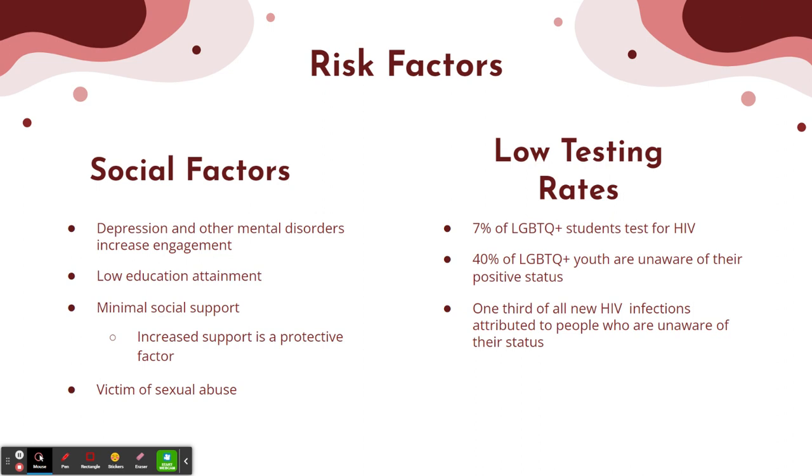So, low testing rates. They're just less likely to get tested for HIV than their heterosexual cisgender counterparts. Only 7% of LGBTQ students test for HIV, and 40% of them are unaware of their positive status. And about 33% of all new HIV infections are among people unaware of their status. They do not know they're positive for HIV, which contributes to adverse effects from having HIV. The earlier you get tested, the earlier you find out you're positive, the earlier you can get treatment and control it, and then prevent its progression to AIDS and other adverse outcomes as well.